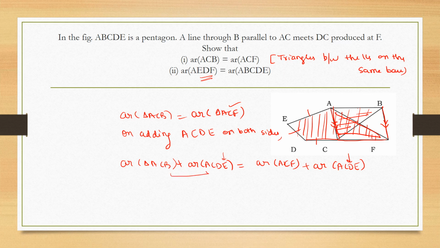Now see, let me change the color of the pen. This ACB plus this portion is forming what? The required thing, right? And ACF is here, plus the common part is the right hand side. So hence proved, right? Let's move on to the next concept.